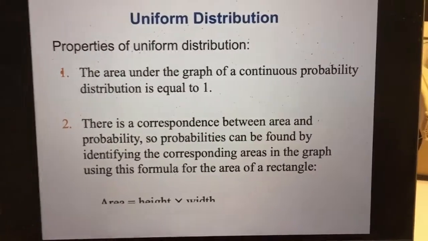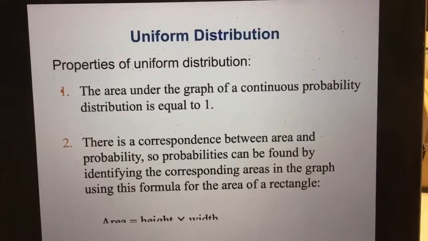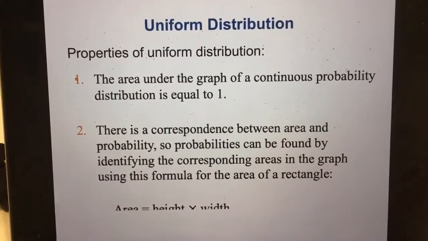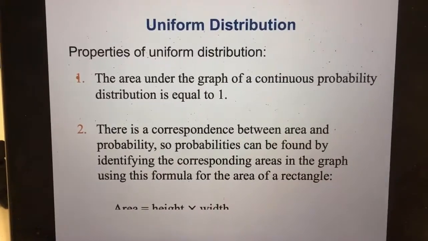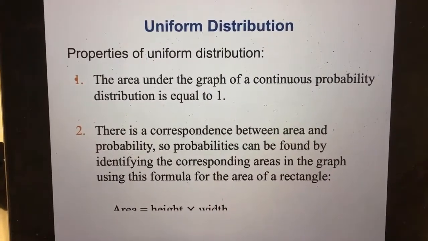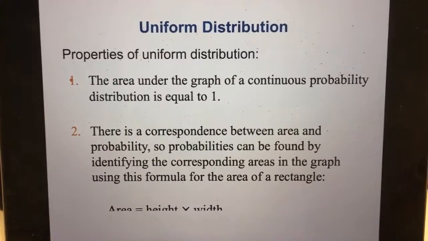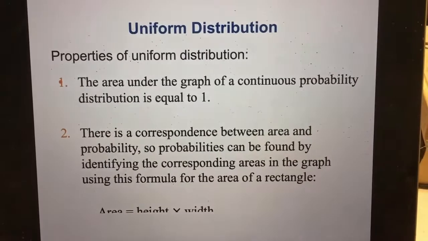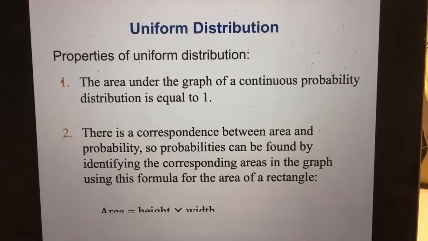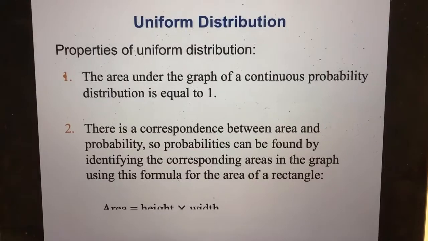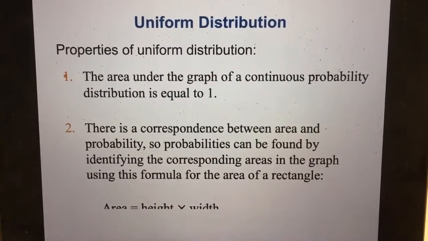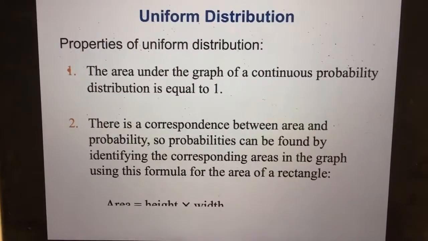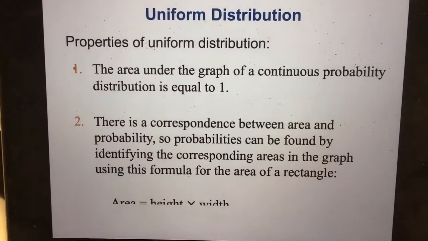Okay, now we're going to talk just a little bit about a uniform distribution, because they're trying to cover all of the continuous distributions, and the uniform distribution is the first one that they cover. So you'll see in your book that they start first off talking about the uniform distribution, and the area under the graph of a continuous probability distribution is equal to 1. That's going to be true for every continuous probability distribution, including the normal, the standard normal, and the uniform.